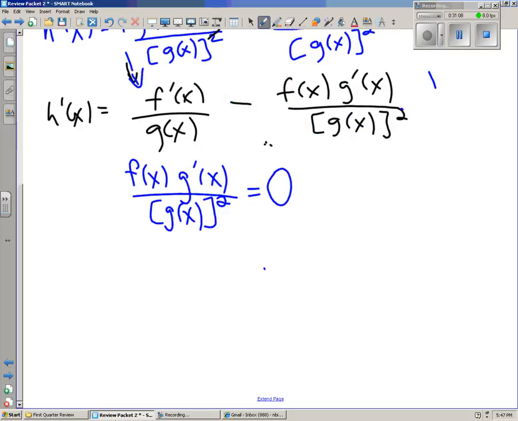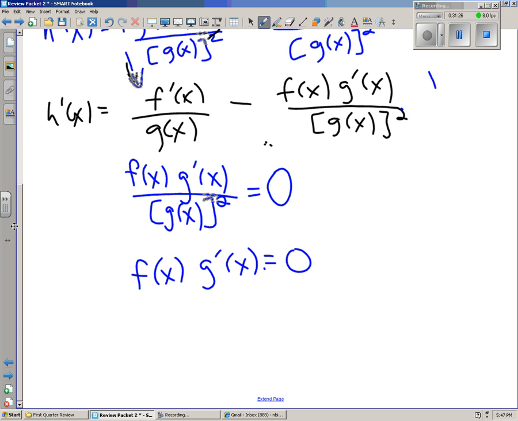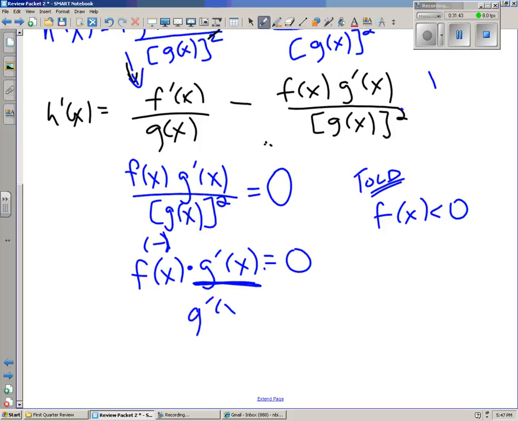Secondly, if a fraction is equal to 0, its numerator is equal to 0. So I don't care about the denominator. If you want to multiply through by it, that's fine. So we get f of x g prime of x is equal to 0. Now they gave us some other clues. They told us that f of x was always less than 0. So we have something times something equals 0. That means one of the pieces has to be 0. But we were told that f of x is always less than 0, so this is always a negative quantity. It's never 0. So that leaves g prime of x to be equal to 0.